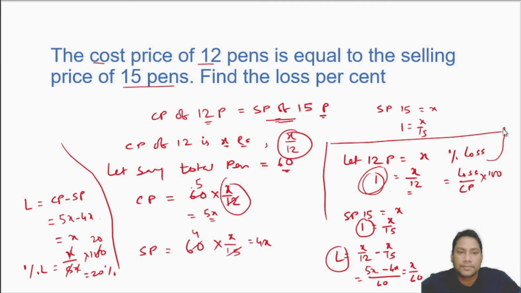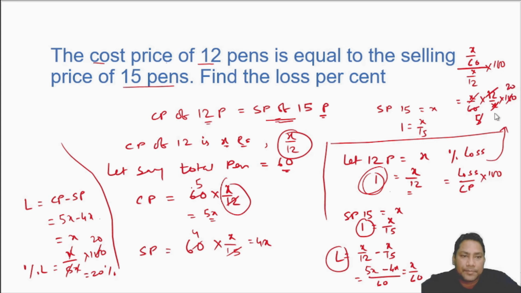Now I will write it here. The loss is x by 60. The cost price we have calculated is x upon 12. So x by 60 divided by x upon 12, multiplied by 100. We will take the reciprocal of this, so this will become 12 by x multiplied by 100. x and x cancel. 12 fives are 60, so we get 20. So here also the loss is 20%.